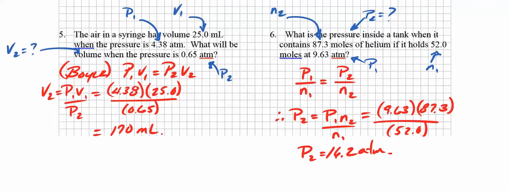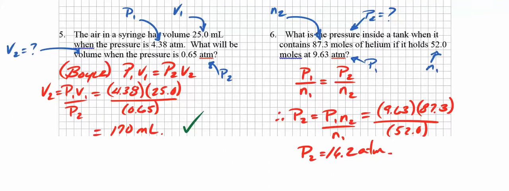This is the relationship between pressure and volume. It's an indirect relationship, an inverse relationship. As pressure increases, volume decreases. So Boyle's law says P1 V1 is equal to P2 V2. We're solving for V2. So V2 is equal to P1 V1 over P2. Let's plug in. P1 is 4.38. V1 is 25.0. P2 is 0.65. That's equal to 170 milliliters. 170 milliliters then is our final answer. That's the 2 significant digits.